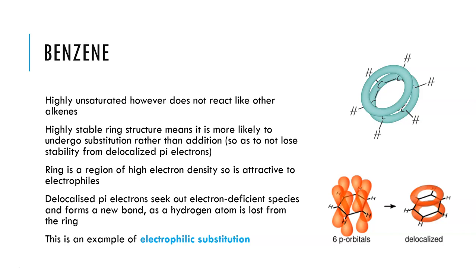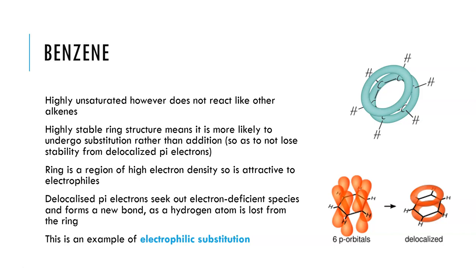Primarily what we're going to concentrate on for our electrophilic substitution is the electrophilic substitution of benzene. We know from our discussions of benzene already that it is highly unsaturated but doesn't react like an alkene because of its 1.5 bond order and the delocalization of the electrons in the pi cloud around the ring. This highly stable structure means it's more likely to undergo substitution reactions than addition, because it doesn't want to lose the aromaticity or the delocalization of those pi electrons.